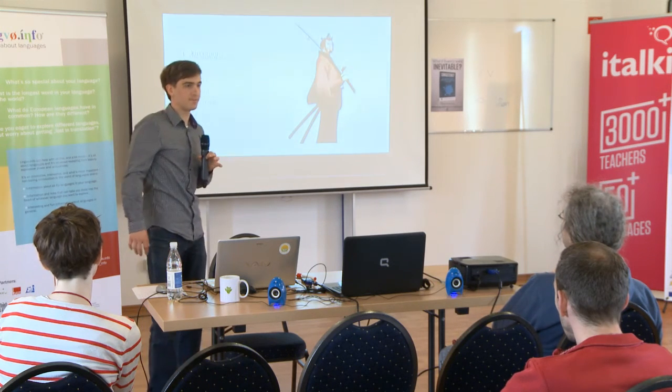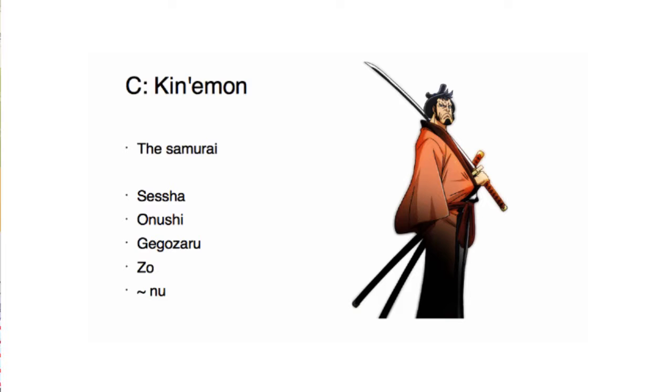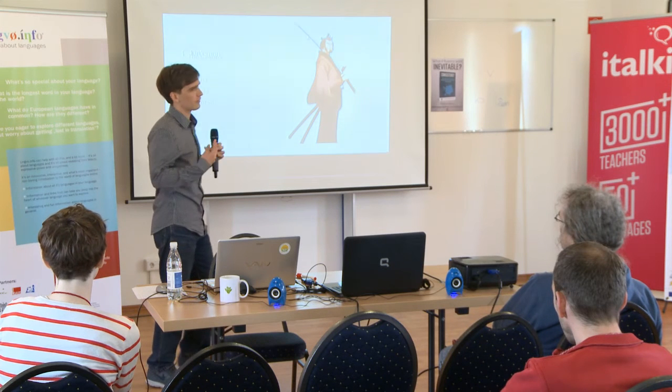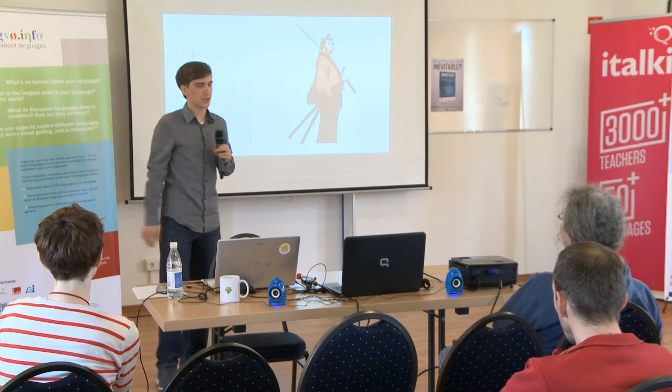The samurai character, Kinemon in this case from One Piece. And as I've said, samurai, the samurai sword, the katana, the samurai hairstyle, the clothing, he's gonna use a lot of traditional Japanese colors, like this brown orange-ish color.